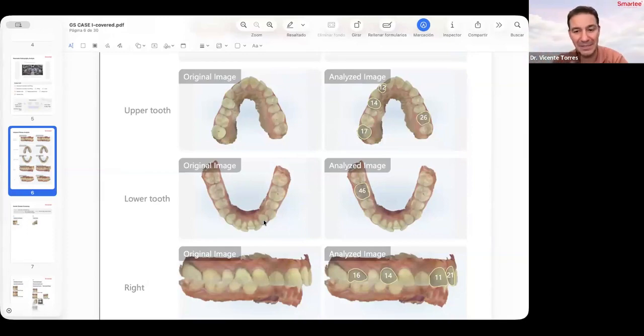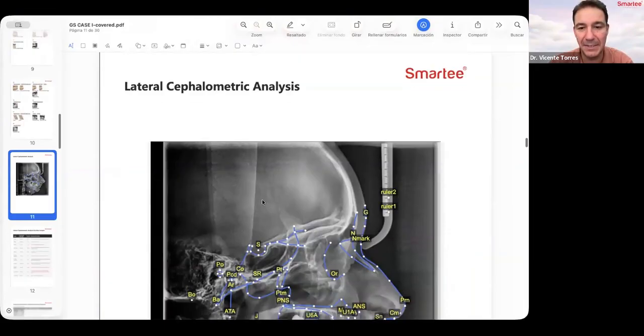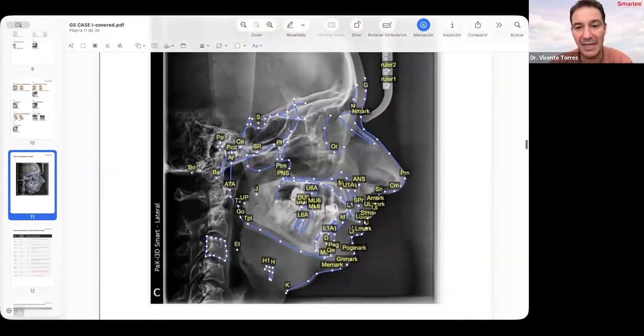But the ideal, to improve more the profile, because for me the best thing we need to improve in this patient is the profile. We need to retro-incline and make this mandibular advancement. Okay.